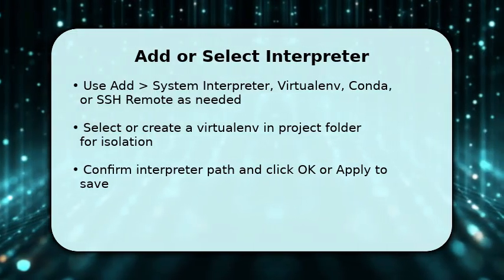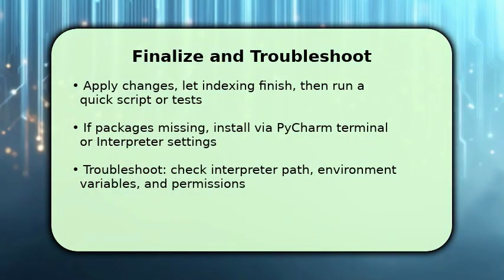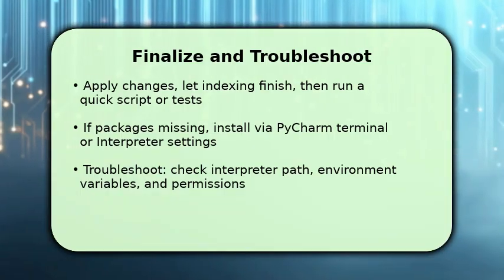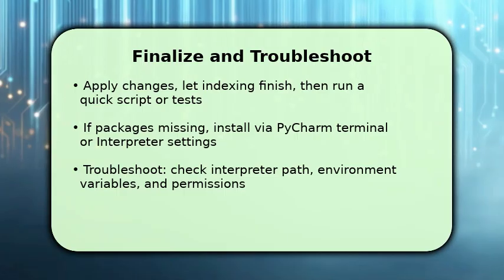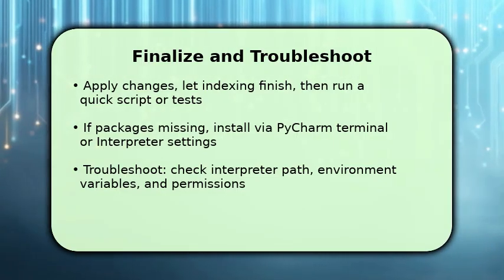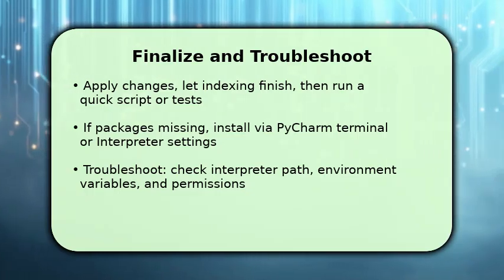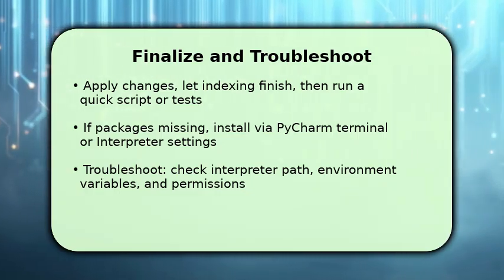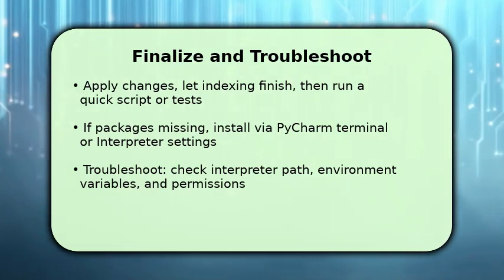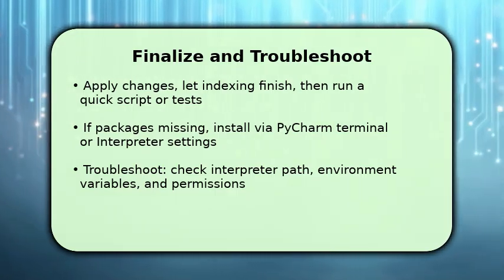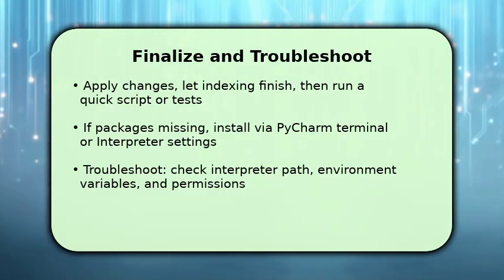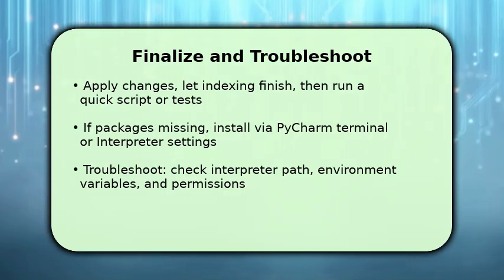After applying the new interpreter, wait for PyCharm to finish indexing and set up helpers. Then run a simple script or your test suite to confirm behavior. If imports fail, open the interpreter settings to install missing packages or use the integrated terminal to pip or conda install them. If things go wrong, verify the exact Python binary path, ensure Python path or environment variables aren't conflicting, and check file permissions. Resolving those usually fixes interpreter mismatches and restores predictable project execution.